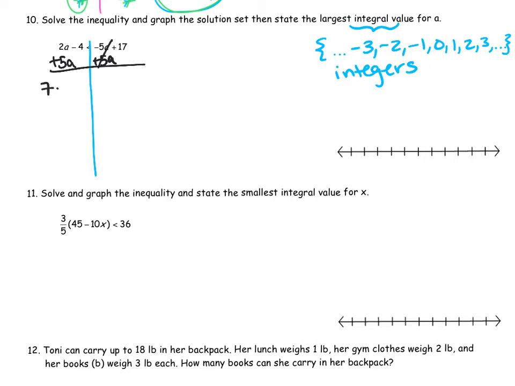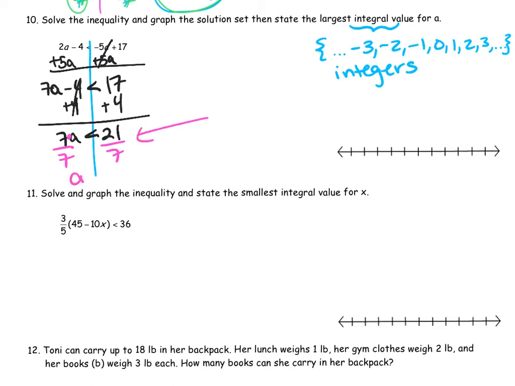So now I have 7a minus 4 is less than 17. And I'm going to use the addition property of equality by adding 4 to both sides. And I have 7a is less than 21. We're going to divide by 7 on both sides because to undo multiplication, we use division. So I'm using the division property of equality here. And I'm left with a is less than 3.